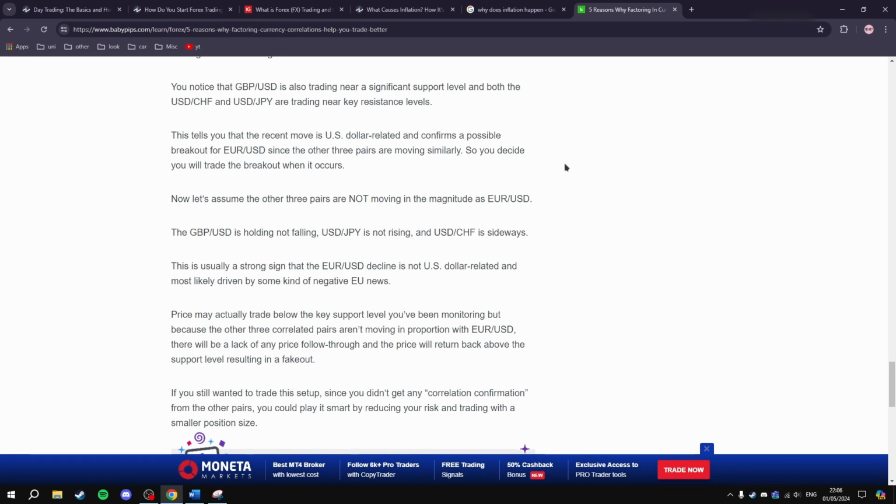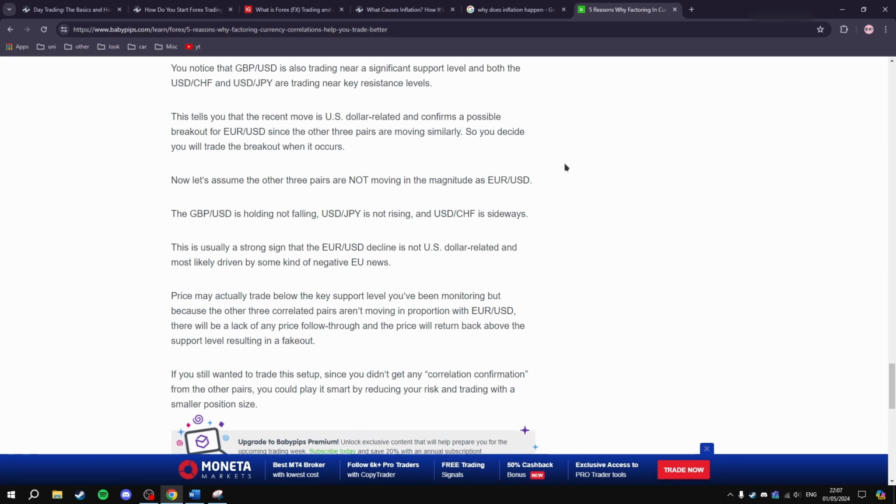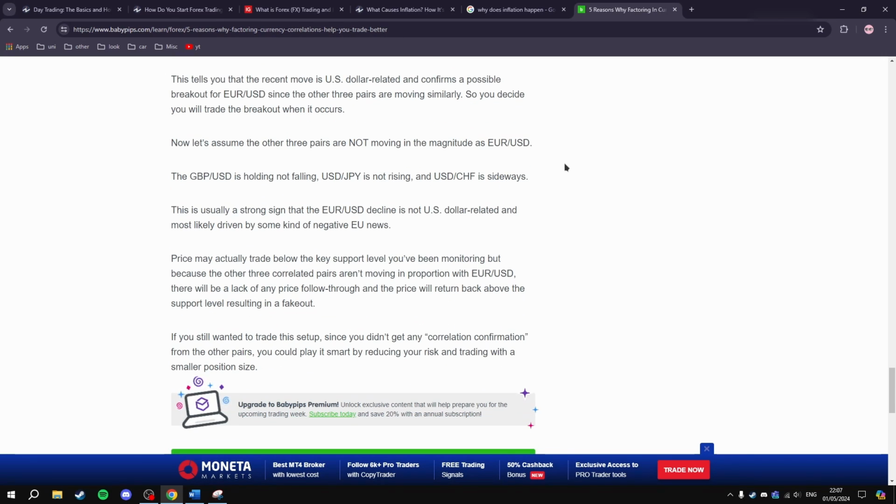Now let's assume that the other three pairs are not moving in the magnitude as Euro USD. The GBP USD is holding, not falling, USD JPY is not rising, and USD CHF is sideways. This is usually a strong sign that the Euro USD decline is not US dollar related and most likely driven by some kind of negative EU news. Price may actually trade below the key support level, but because the other three correlated pairs aren't moving in proportion to Euro USD, there will be a lack of price follow through and the price will return back above the support level, resulting in a fakeout.